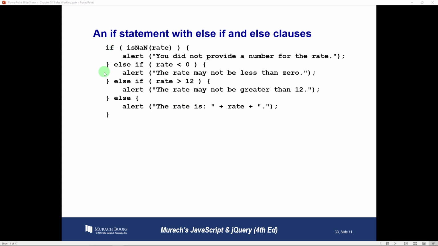So what they're doing right here is some input validation. We probably had some kind of form that required the user to put in the interest rate for their loan or something like that. And we're going through testing. Did they actually put in a number for the rate? Did they put in a positive number? If they didn't, we're giving them an error message. Is the rate greater than 12? If it is, we're giving them an error message. So we're testing for all these errors that a user might have had, and that's called input validation.